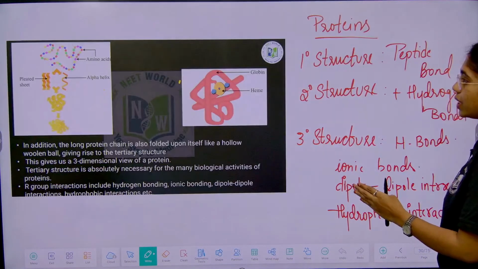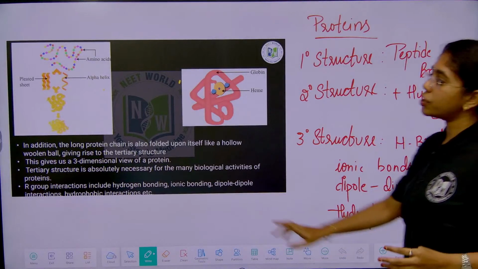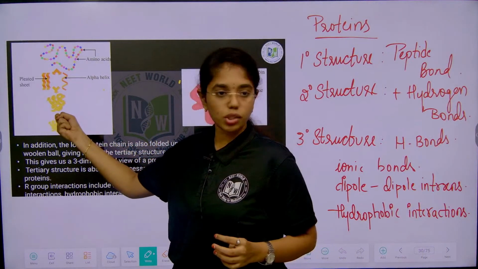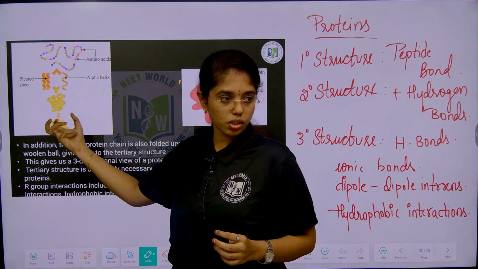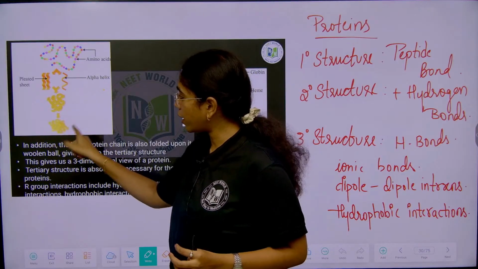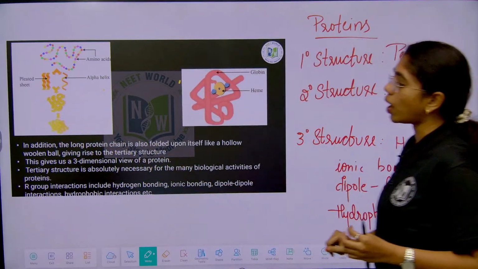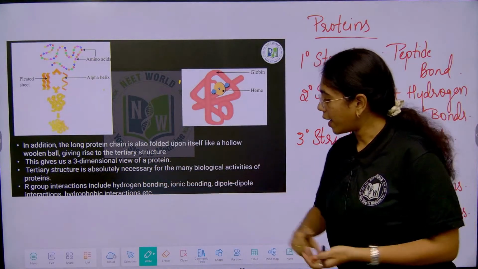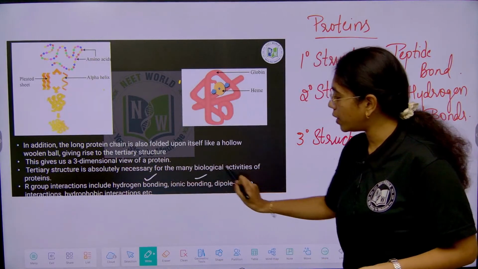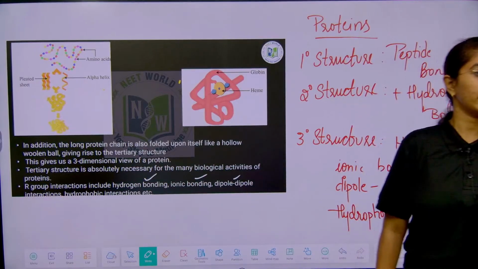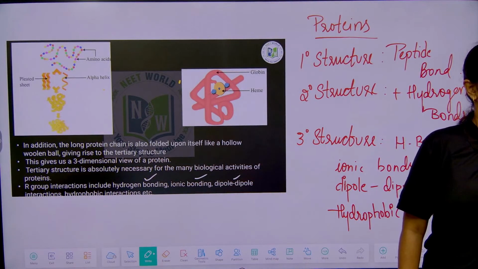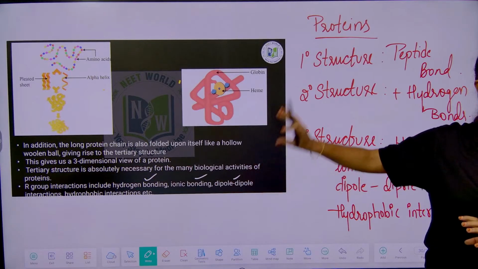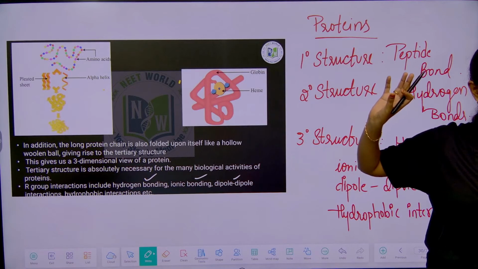And now comes the tertiary structure. Tertiary structure is like a hollow woolen ball, with thread-like coiling, and here it has what types of bonds? That is important. Hydrogen bond, ionic bond, dipole-dipole interactions, hydrophobic interactions. Remember the bonds in the tertiary structure of the protein.